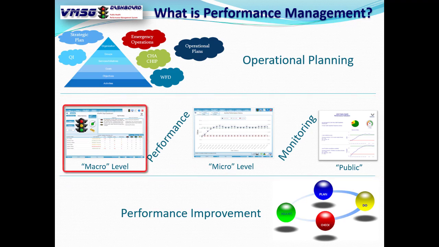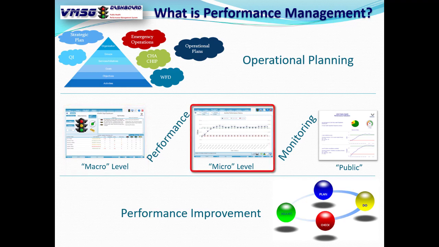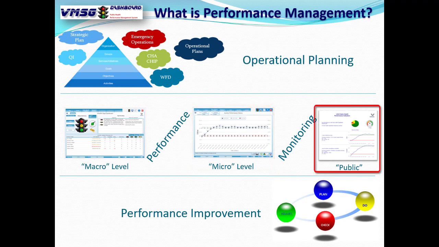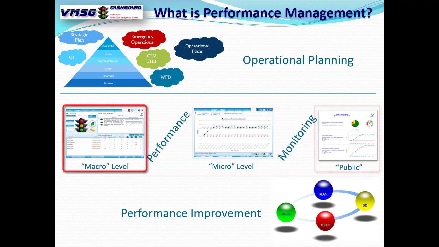At the macro or big picture level, you can monitor any group. Groups represent the entire department, any division, any program, or any high-level plan. The micro level includes the detailed performance of any objective or activity. VMSG Public allows you to share graphically the status of any portions of any plan on public-facing web pages. Let's start at the macro level by looking at the actual dashboard.